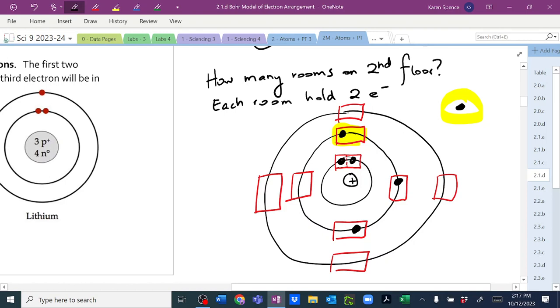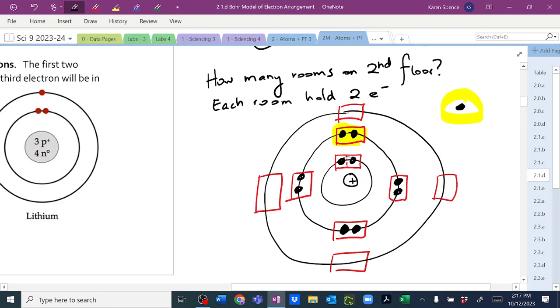And then the next one on the left. Do I still have room on the second shell? Yes, because I only have 4 electrons and it can hold 8. Where is my next electron going to go? It's going to go on the top. It's going to share a room, okay? And then it will pair off. So again, I go top, and then where do we go next? Right, and then bottom, and then left.